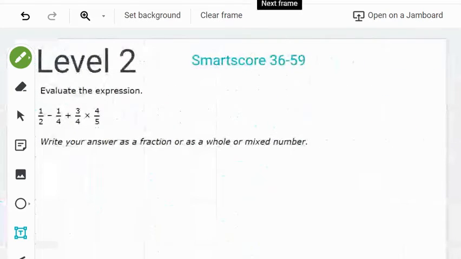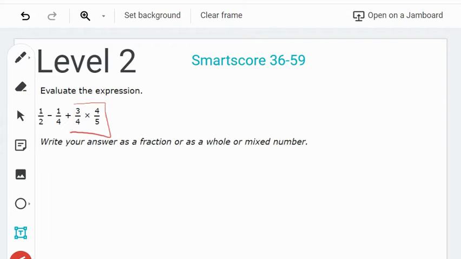Another level 2 problem, we got some more fractions. This time we don't have to worry about dividing, so that's kind of nice. The first step will be the multiplication here, and we'll leave the 1/2 minus 4 alone for now. So 1/2 minus 4. And now when we multiply these, we multiply tops and then bottoms. So 3 times 4 is 12. So it's going to be plus 12 over 4 times 5 is 20.